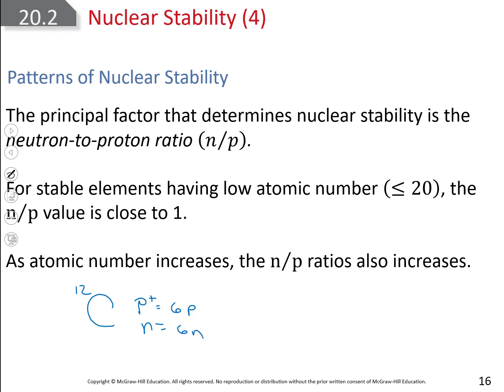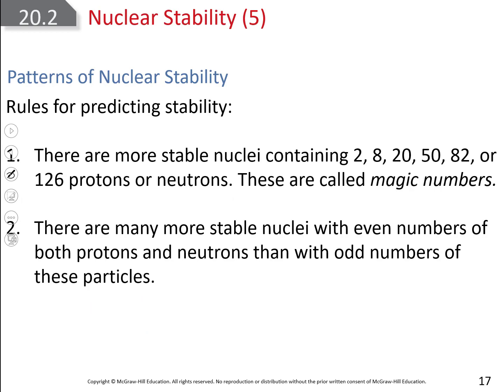So that's a pretty stable isotope of carbon. If we mess with that, then it's not going to be stable anymore. So with smaller elements, 1-to-1 keeps it stable. But once we get larger than 20, we're going to need more neutrons in there to buffer around those positively charged protons. So this is, let's see here, starting on the bottom of page 926, patterns of nuclear stability, some general rules for predicting if something's going to be stable or not.